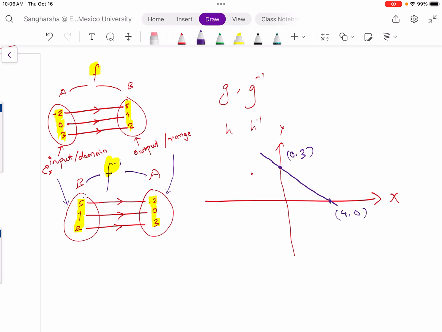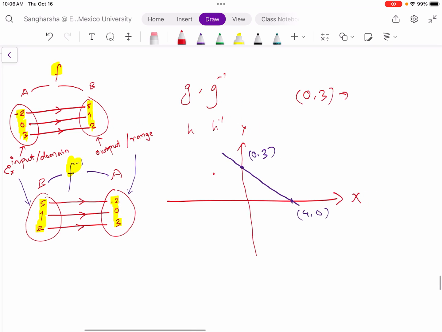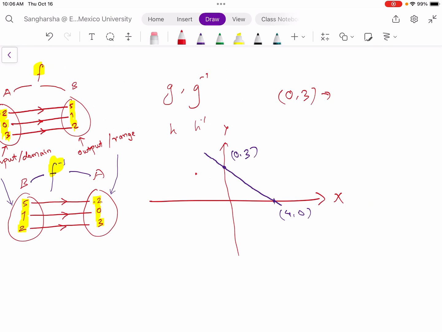Now in order to find the inverse of this straight line, we switch our x coordinates and y coordinates. So we have the point (0, 3). Now let's switch x and y coordinate. So what do we get? We get a new point. We take 3 as the x coordinate and 0 as the y coordinate. So we have (3, 0). The next point we have is (4, 0), and its inverse is, switching the x coordinate to y coordinate and y coordinate to x coordinate, so we will have (0, 4).